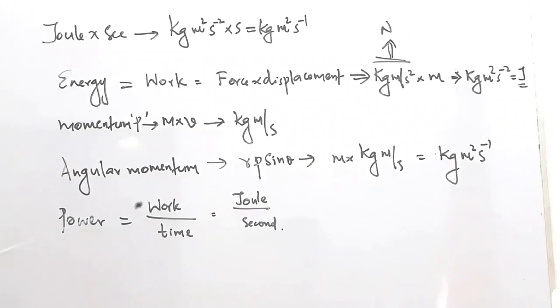Next, one more quantity is given. Let us check whether that quantity is having the given unit, that is power. Power equal to work divided by time. So we get joule divided by second, but this is joule into second. So this is not that physical quantity which is having unit joule into second. So the answer is angular momentum.